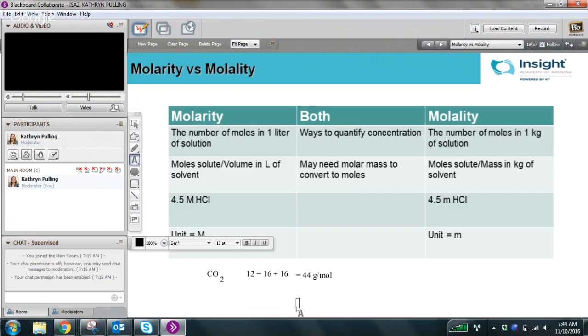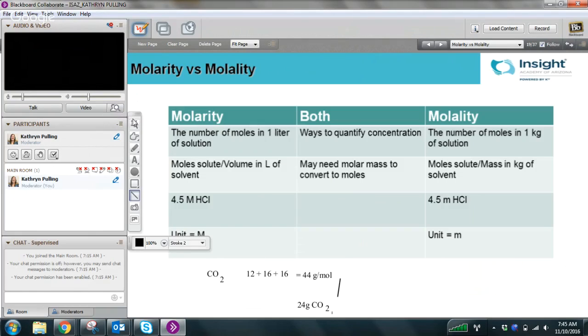Then, say you are told that there is 24 grams of carbon dioxide. How you're going to get moles is you are going to divide by the molar mass. Because what that's going to look like is this.